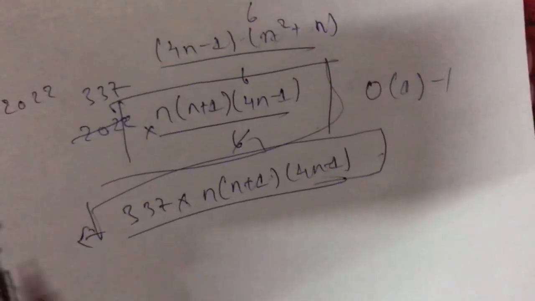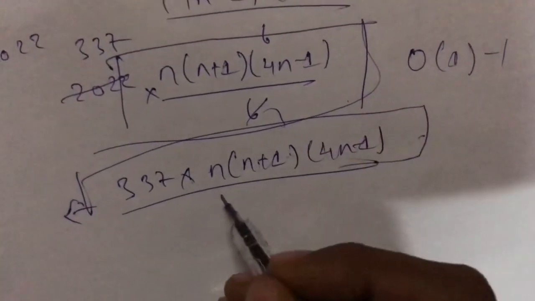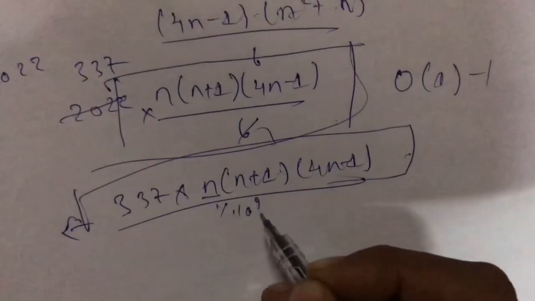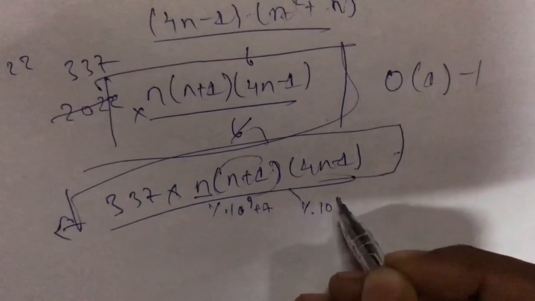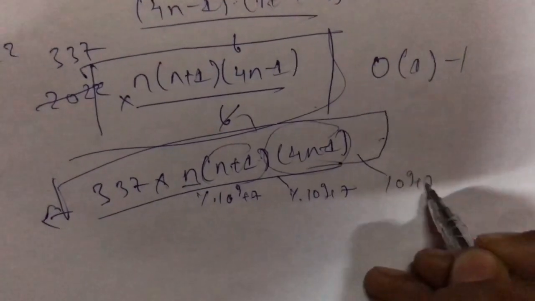And also mod after every multiplication. So after n, you just need to mod it by the given value 10 to the power 9 plus 7, and after this you just need to mod this with 10 to the power 9 plus 7, and after this you just need to mod it by 10 to the power 9 plus 7.